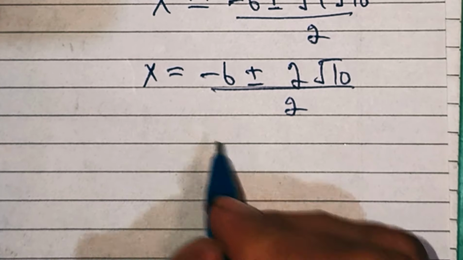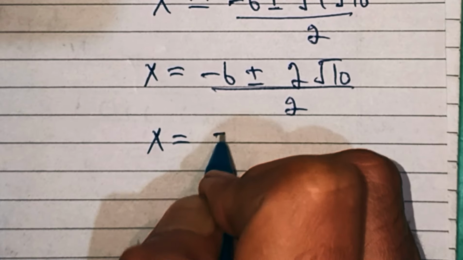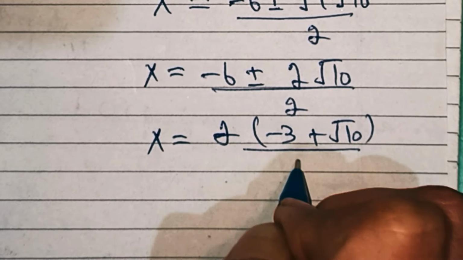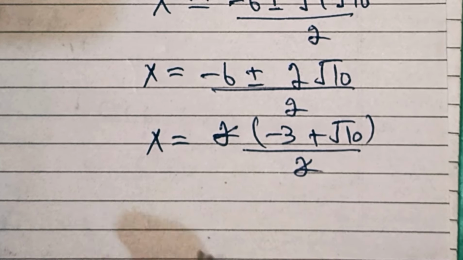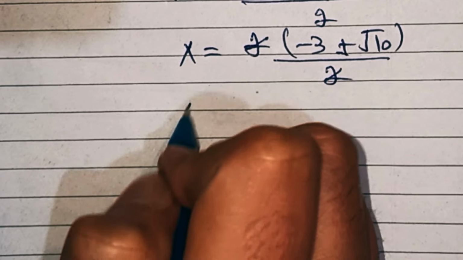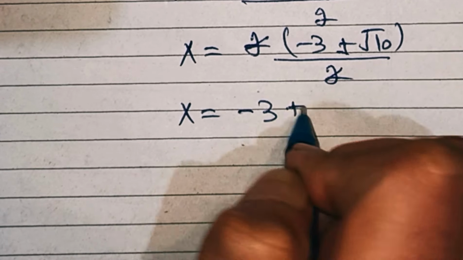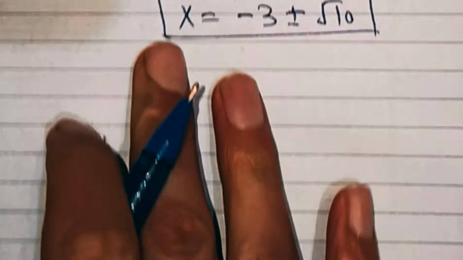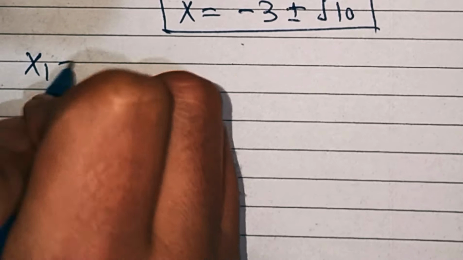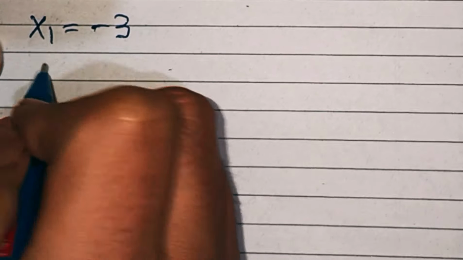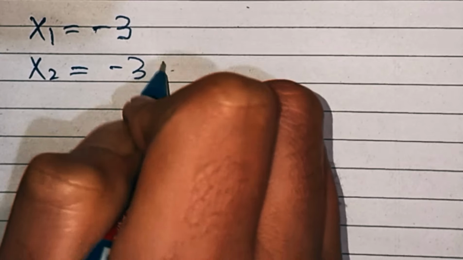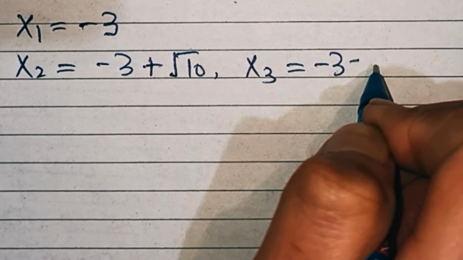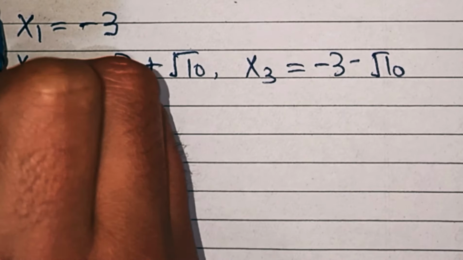Now we'll take 2 common. So we have x equal to, this is 2 times minus 3 plus minus under root 10 over 2. Now we can cancel this 2 and 2. So we have x equal to minus 3 plus minus under root 10. So this is other solution of this equation. So all the three solutions are x1 is minus 3, x2 is minus 3 plus under root 10, and x3 is equal to minus 3 minus under root 10. These are all three solutions.